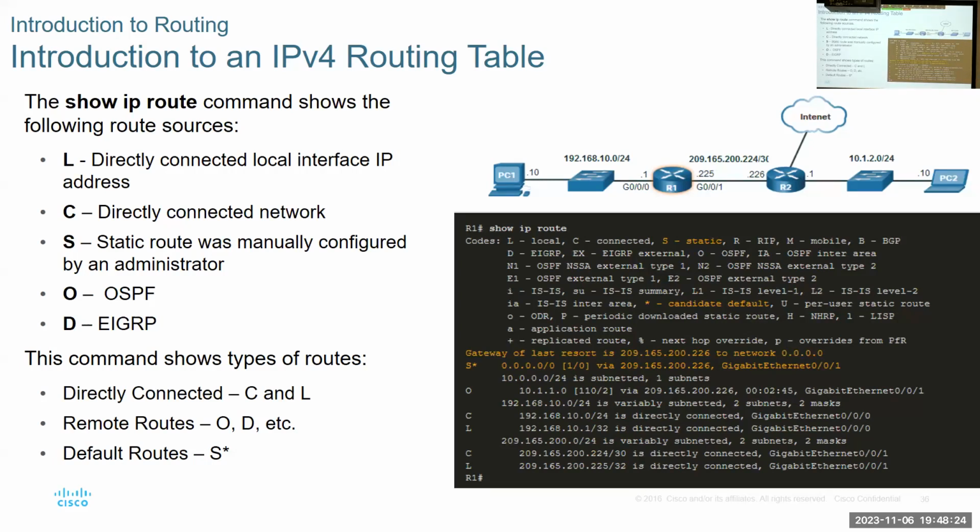Okay, so that's pretty much it. Most of the stuff that you'll see in a routing table, depending on the routing protocol, you'll see O if it's OSPF, R if it's RIP, D if it's EIGRP. Some of these others we'll talk about in third class.